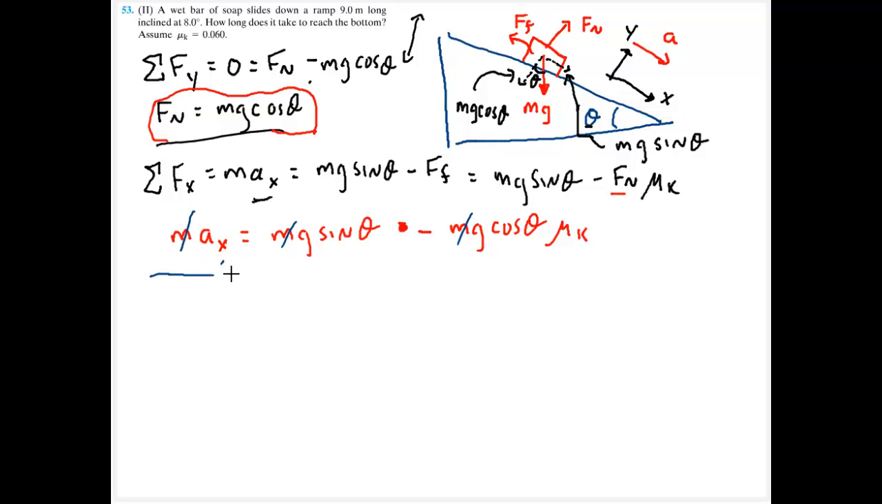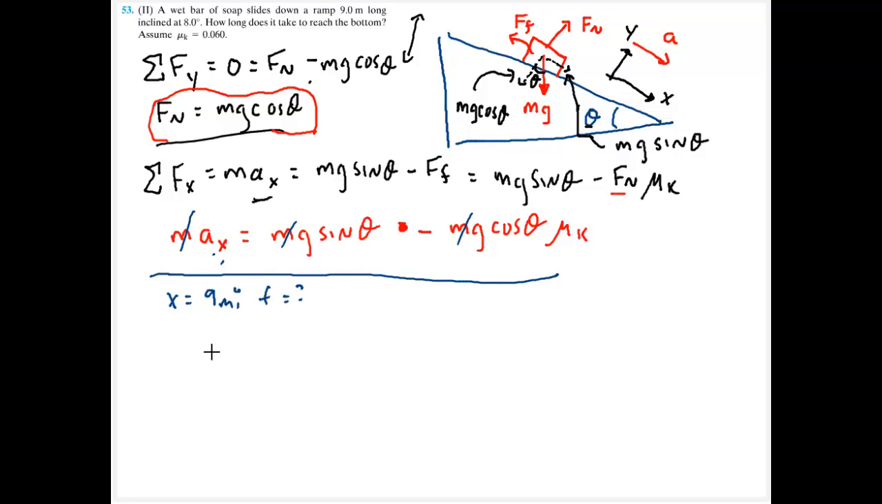So now let me think about my old kinematics equations. I know that it's going to travel 9 meters. I know that it is accelerating. Now I know its acceleration. I'm looking for how long it takes. So 9 meters, and I'm looking for the time.